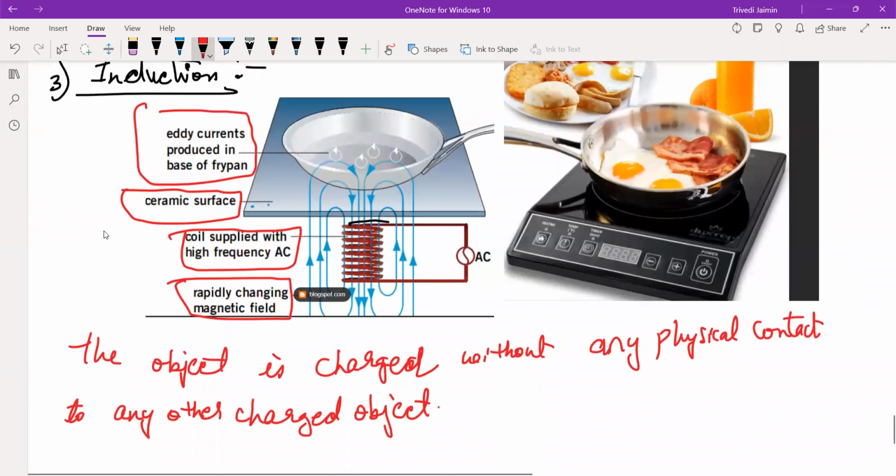Then how does it get charged and how does it get discharged? Here comes the question. We are saying it's not physically touching, then how does it get charged and discharged? Can you think of it? We are saying the object is charged without any physical contact to any other object. Fine, but how?